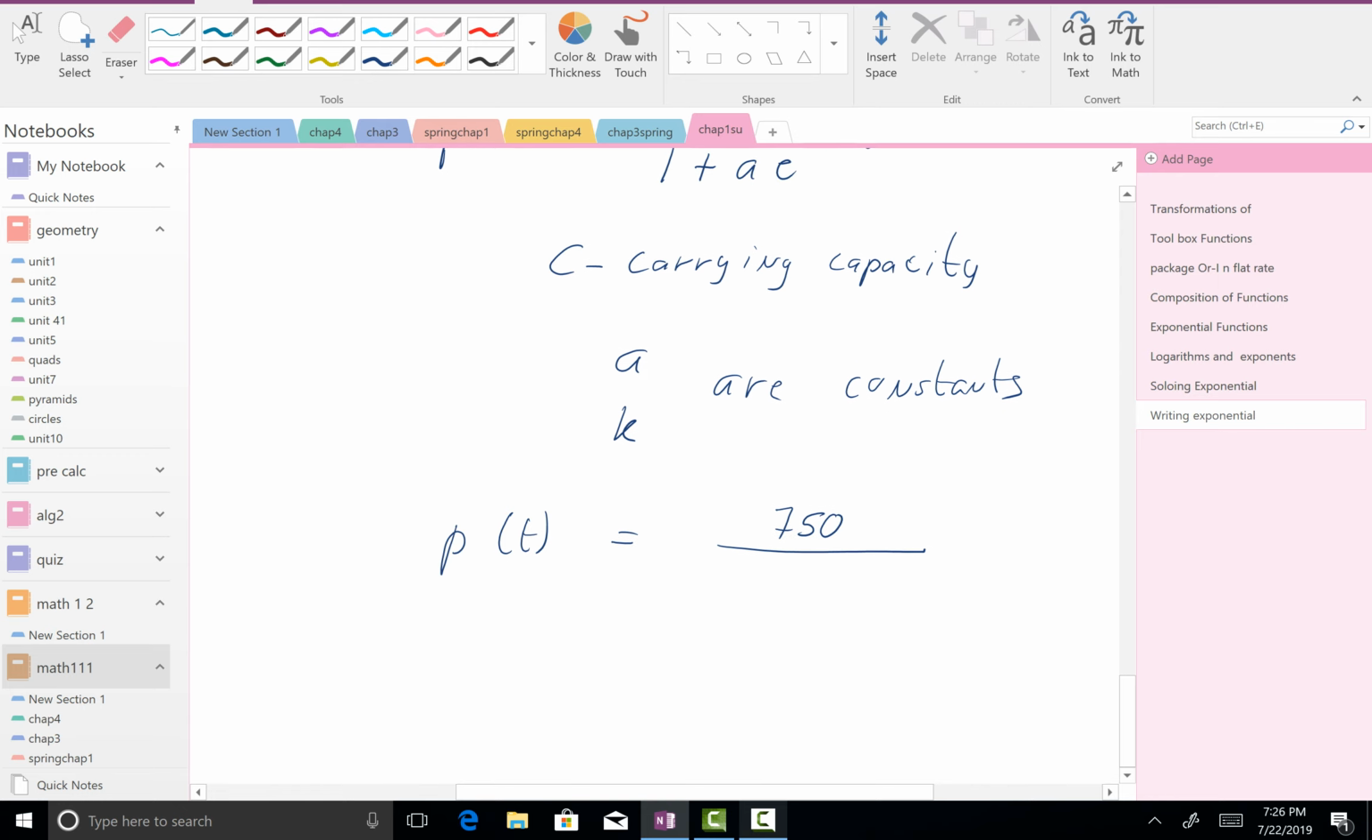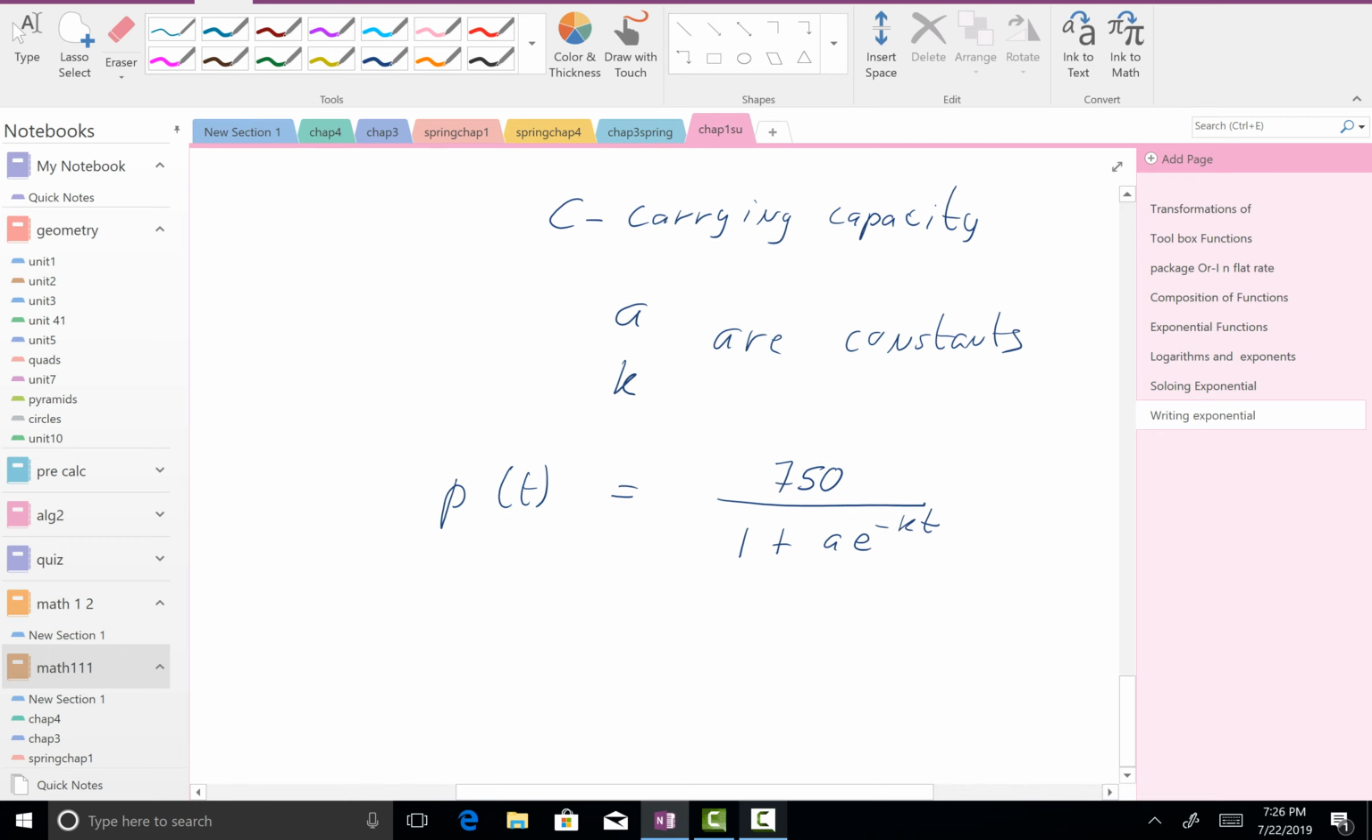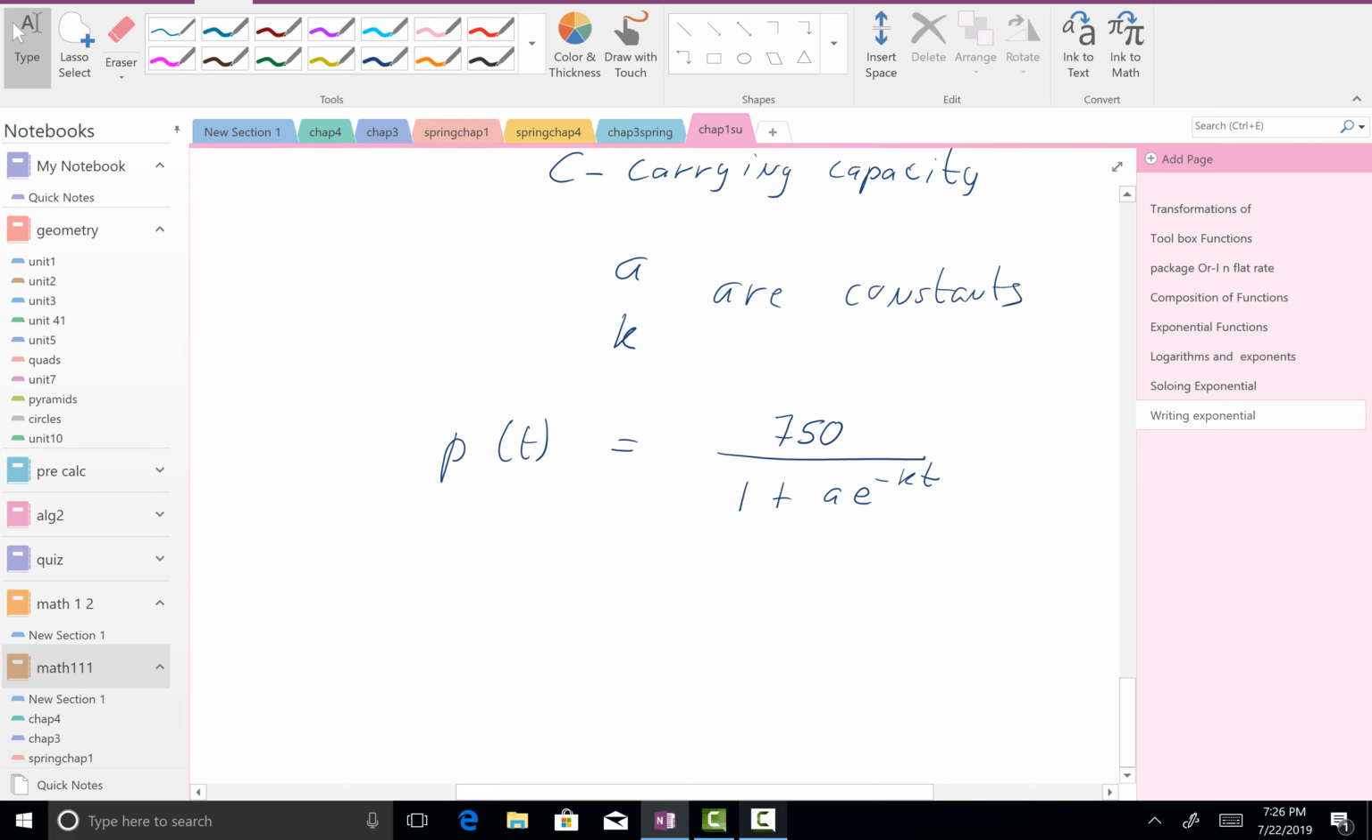So 20 is going to go for P of t. We're going to use the initial value: 750 over 1 plus A e to the negative K times 0, because t is 0, that's our initial value. So watch what happens here. Where did you get 20? Because the initial value is 20. Oh, that's basically it, sorry. That's all right.